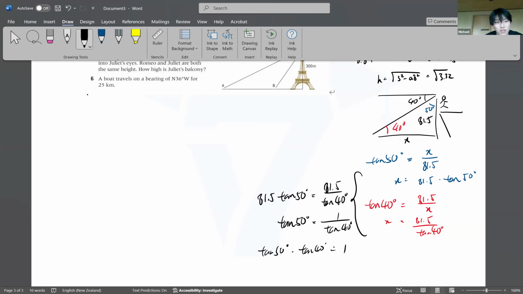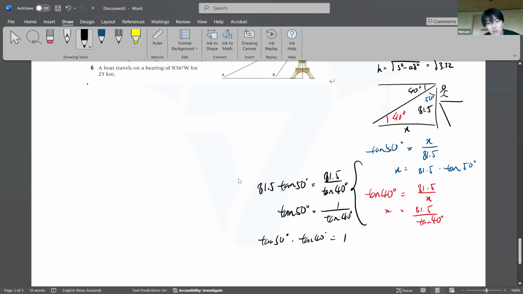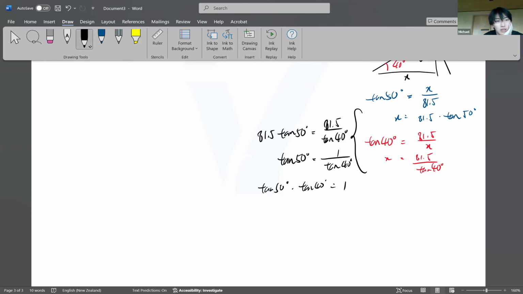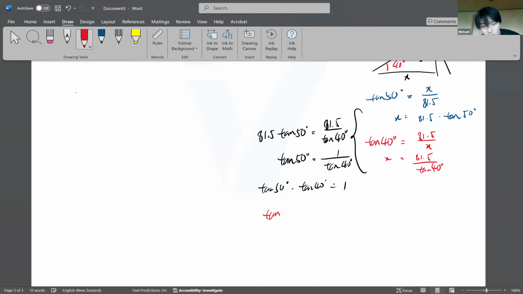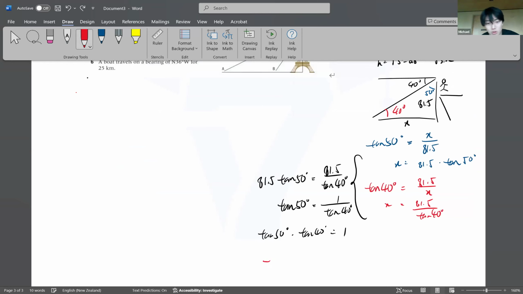Okay, interesting. But in fact, anything works. Why is this? Because you can prove this using arbitrary angle values or arbitrary lengths, right? So we can have something like this. The exam question one day you get could very likely be something like this. Prove tan theta times tan 90 minus theta equals 1.